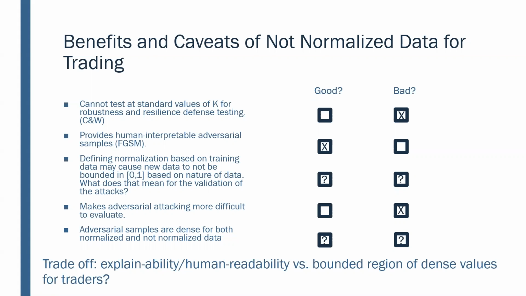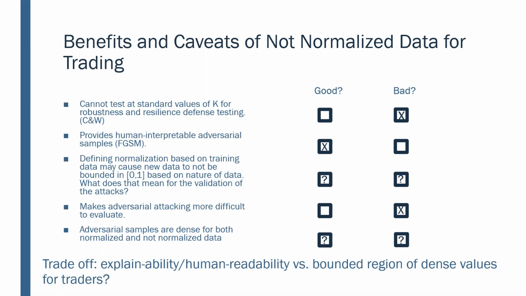Then we have, because FGSM starts from a starting point, right? We couldn't necessarily provide human interpretable adversarial samples. When you have normalized data, it's bounded between 0 and 1. That may not be as easy to read as just reading technical indicators would be for a human who is overseeing this agent.